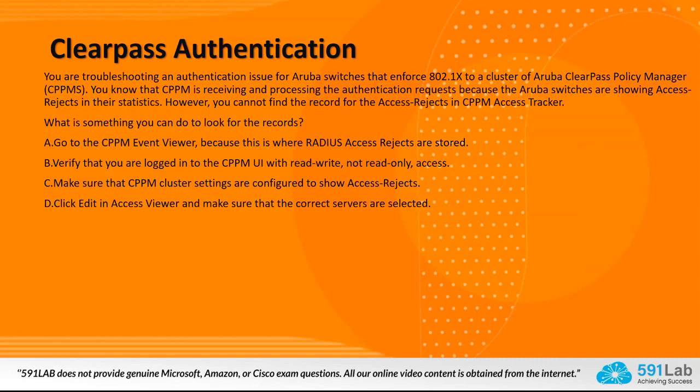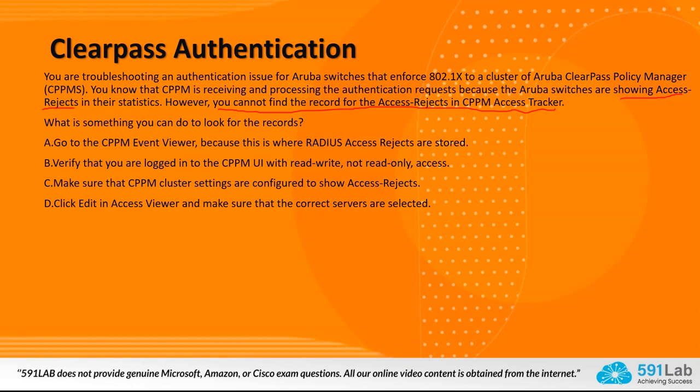Okay, so for ClearPass authentication, we have a use case here. You are troubleshooting an authentication issue for Aruba switches that enforce 802.1X to a cluster of Aruba ClearPass Policy Managers. You know that CPPM is receiving and processing the authentication requests because the Aruba switches are showing access rejects, so that is an attribute being returned to the switches in their statistics. However, you cannot find any record of the access rejects in ClearPass Access Tracker. What can you do to look for the records?